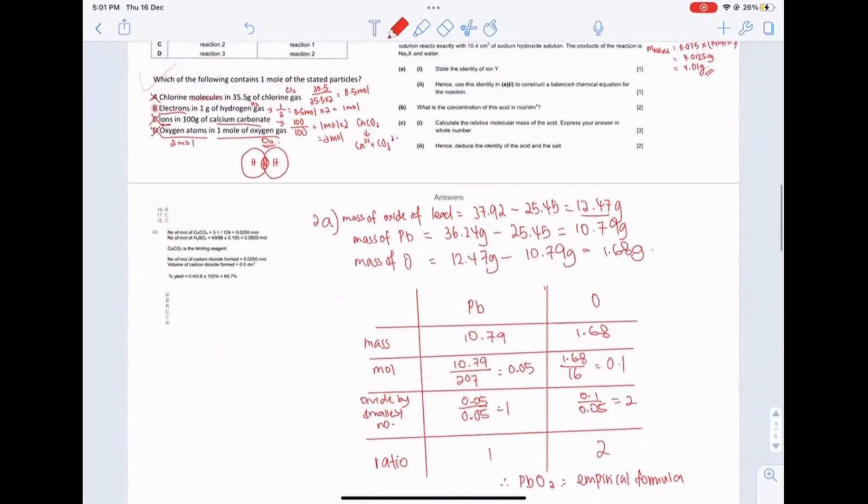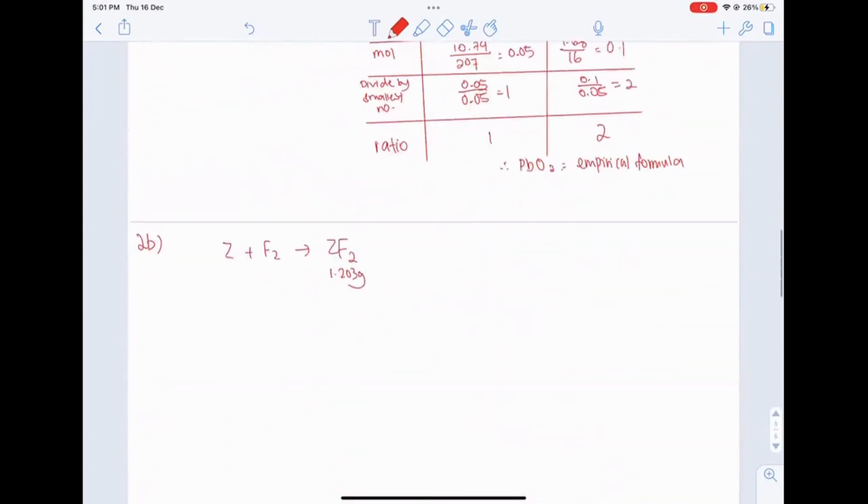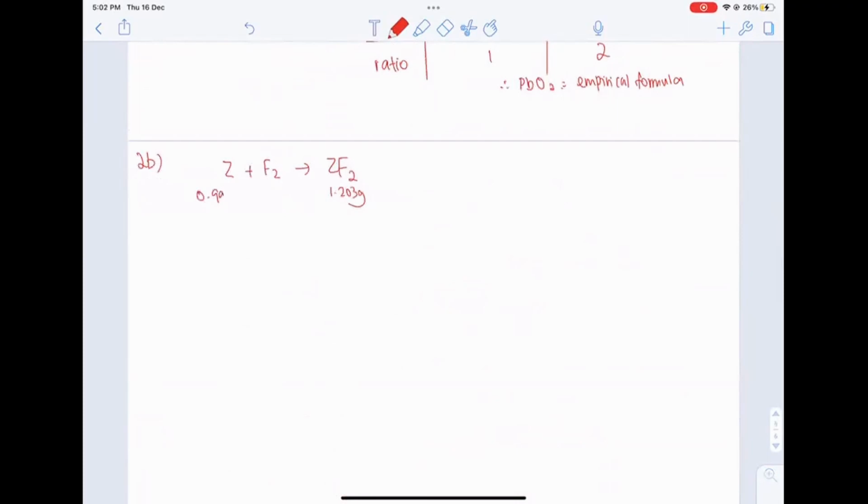And they also gave us the mass of Z, 0.997 gram. Okay, so this one is a bit complicated. From here, we are supposed to figure out what that is. The only thing that we know would be in common is that the number of moles are the same because the mole ratio is 1:1, correct?